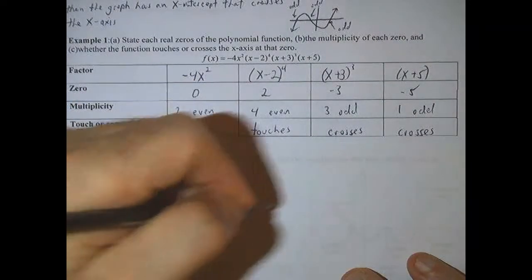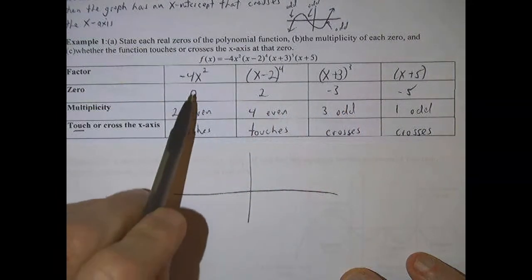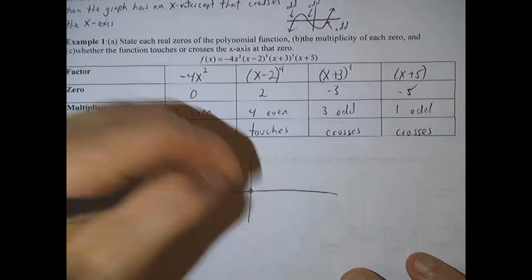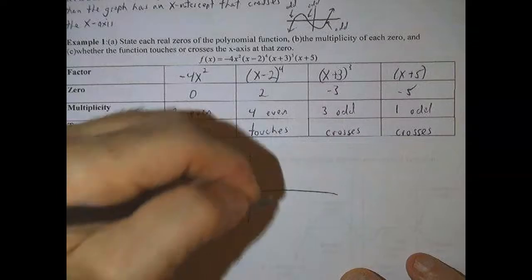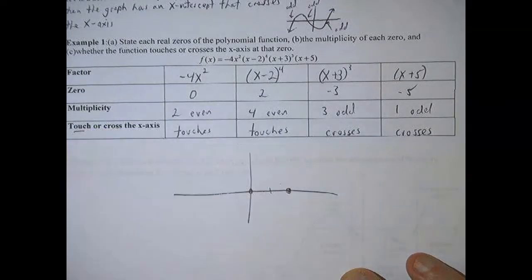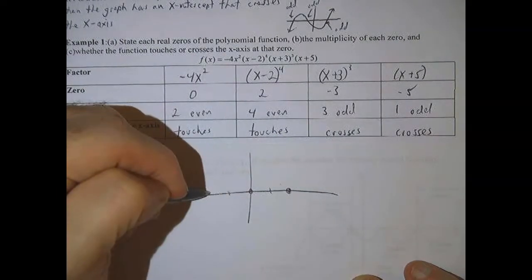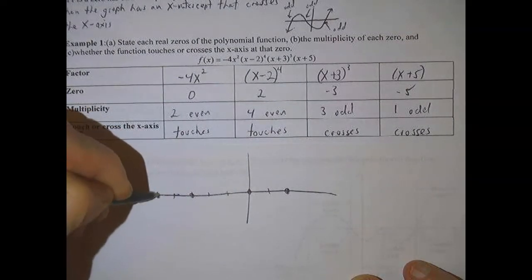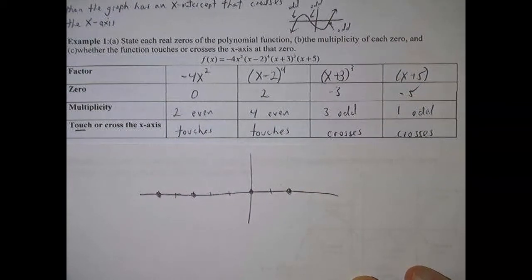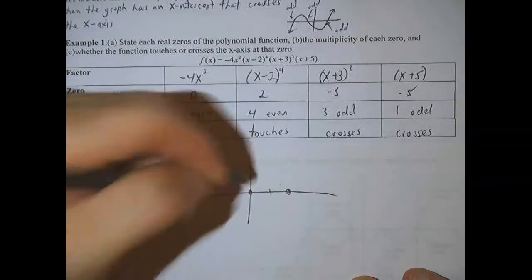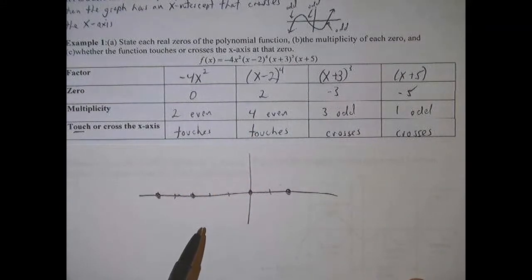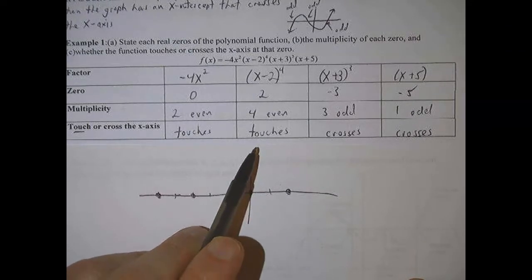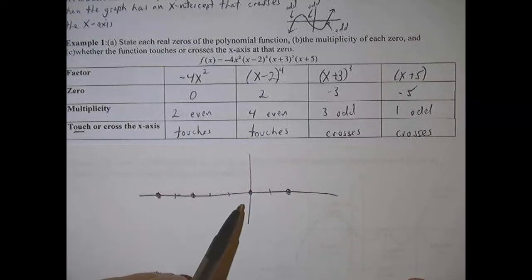So let's write down what we know. We have a function, and we know that there's an x-intercept at 0. We know that there's an x-intercept at 2. We'll just put a couple tick marks there. We know there's one at -3, and there's another one at -5. All right, those are all x-intercepts. If I want to predict what this graph is going to look like, even just a little bit, I don't want to start out with the touching and bouncing part. I start out with the x-intercepts, and the next thing I like to look at is the end behavior.